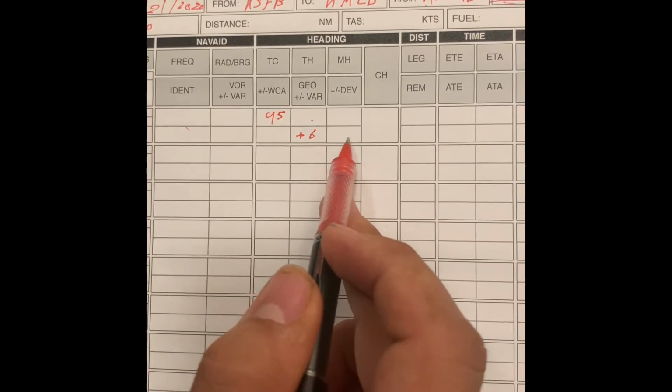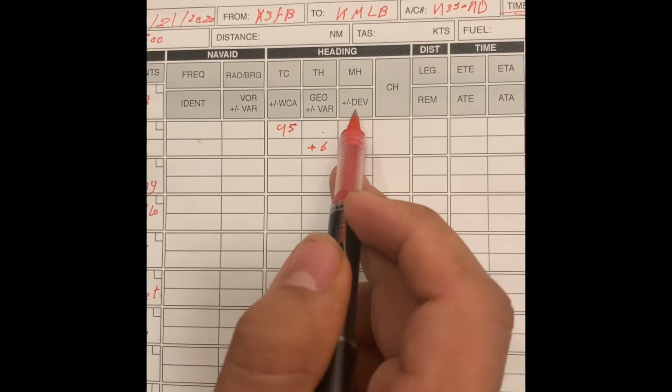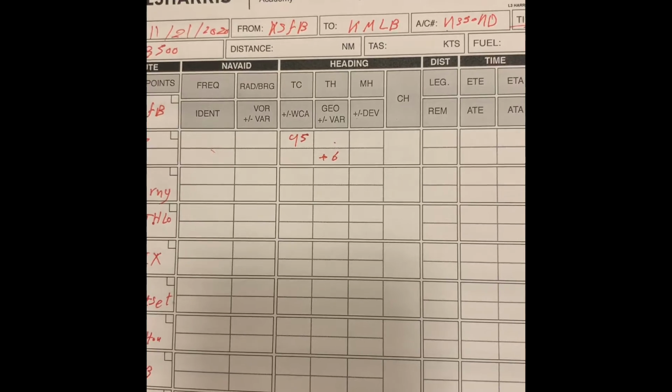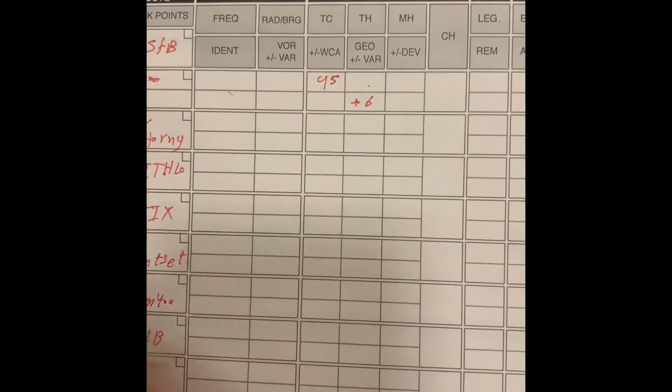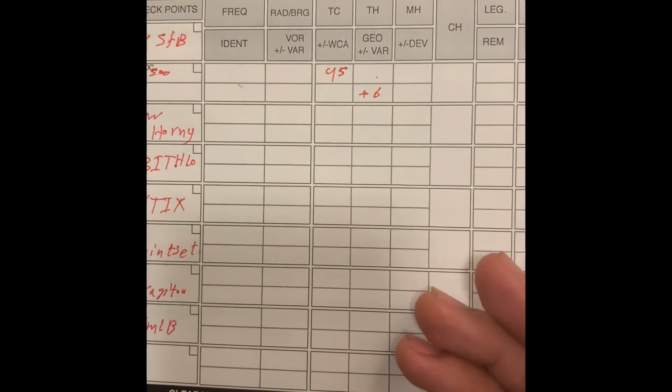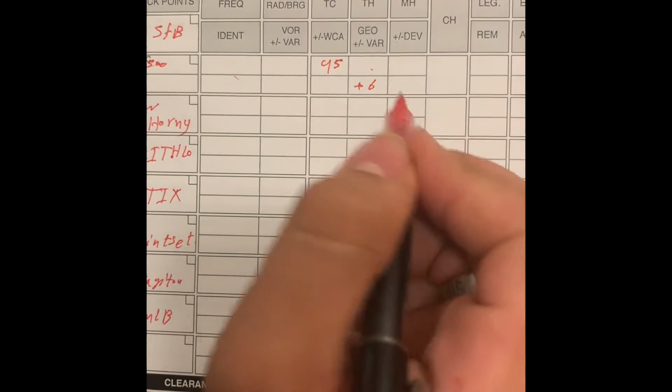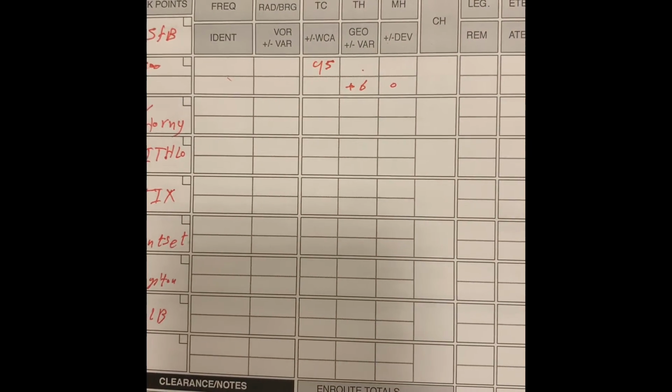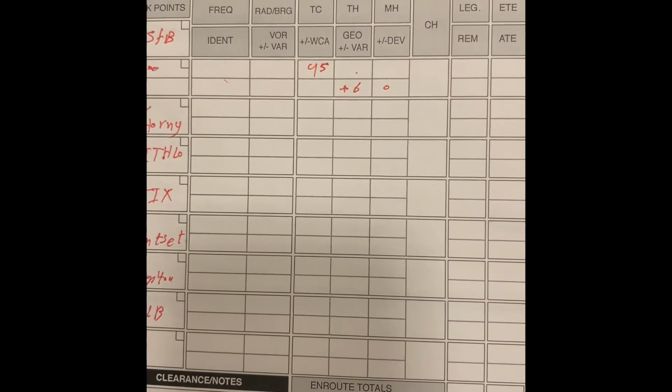And here, the box on the bottom is the deviation of the magnetic compass. Since we don't know which airplane we're gonna be flying, I will pretend that we have a really good magnetic compass on our airplane, and we're gonna put 0 for the deviation of the magnetic compass.